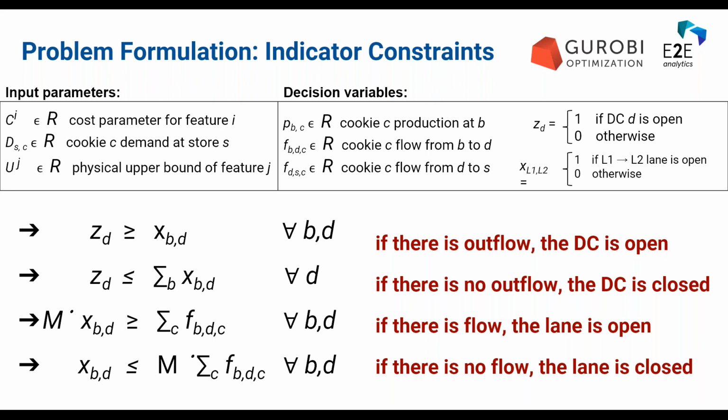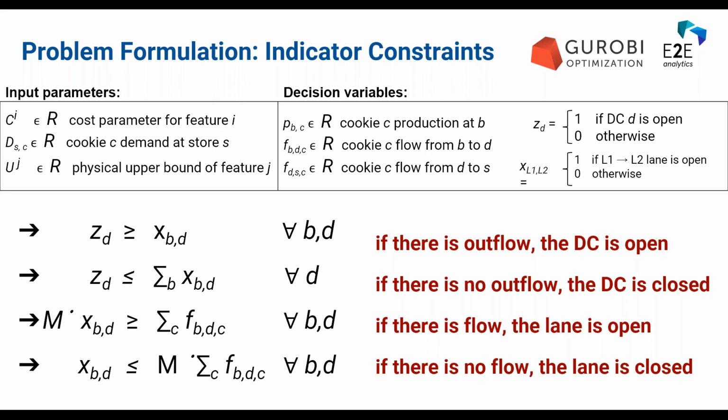And then the second constraint there is saying that if the DC is open, so if that left-hand side is 1, the DC is open, then the right-hand side, the sum of those, must also be 1. So if that DC is open, then something is flowing into it, right? So there must be some inflow into it.